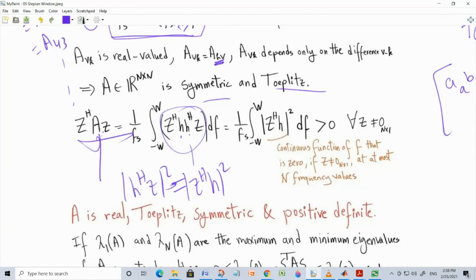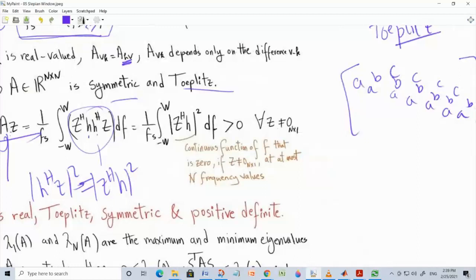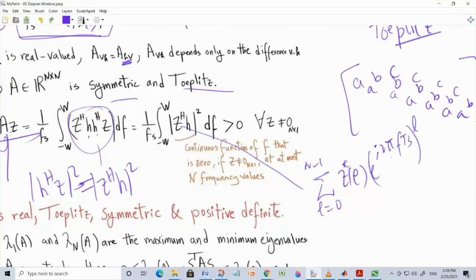But we can actually say more. Because Z Hermitian H is like a polynomial, right? This thing is the summation over L from 0 to n minus 1 of ZL conjugate, and then e to the i 2 pi f T_s to the power L. It's like a polynomial. And so this thing cannot be 0 except at a number of points equal to the degree of the polynomial. Okay, so a maximum of n zeros.